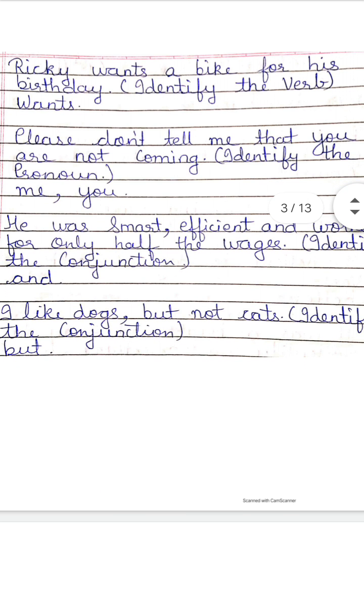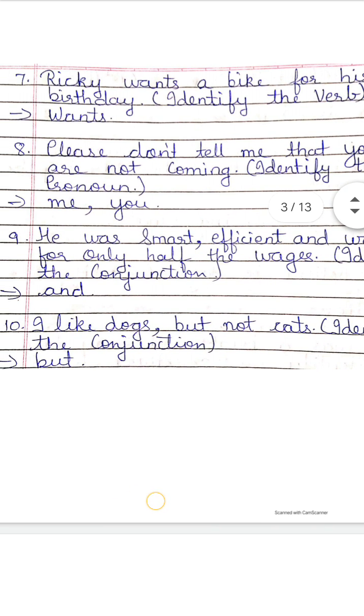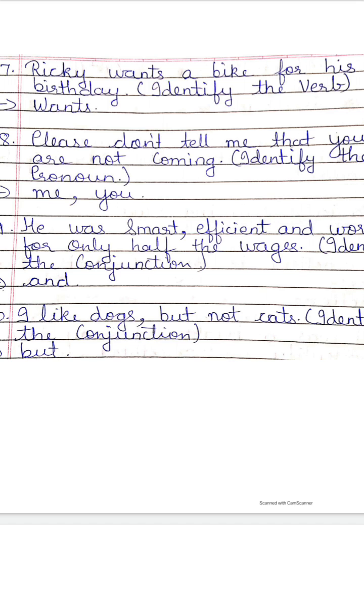I like dogs but not cats. Identify the conjunction. Again here also you have to identify the conjunction. So I like dogs but not cats. You can see but. But is the conjunction over here.